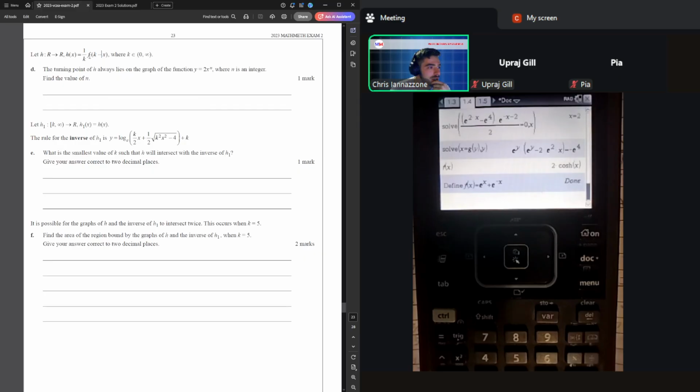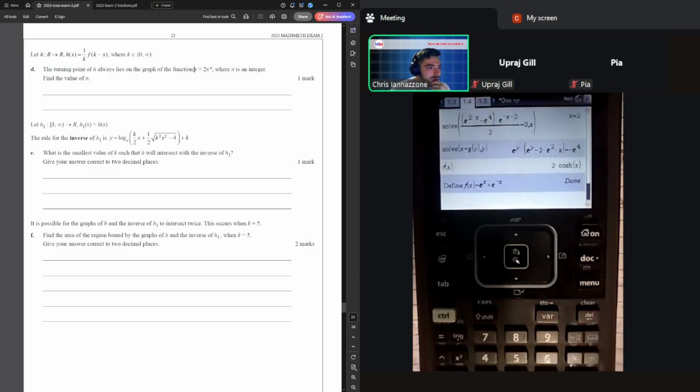We've now got k minus x and 1 over k. So last time it was 2 and 1 over 2. Now let's replace it with k's. Turning point of h always lies on this function. Find the value of n. That looks fun.